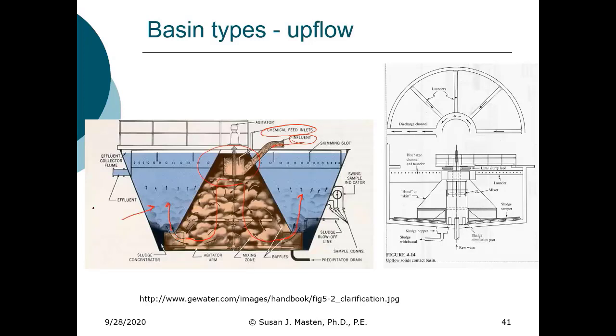It forms what we refer to as a sludge blanket. When you look at this, you can actually see the layer of sludge. The water flows up through here. It flows typically out over a weir and then into a channel and onto the next treatment process, which in most cases would be a filtration system.